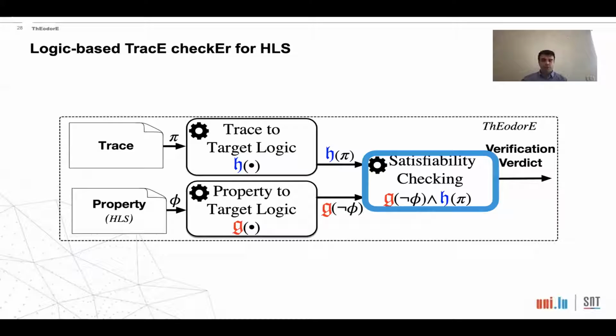If the formula is satisfiable, the trace violates the requirement. Vice versa, if the formula is not satisfiable, the trace satisfies the requirement.